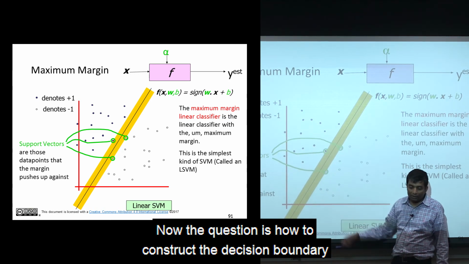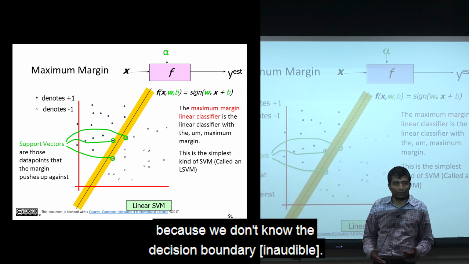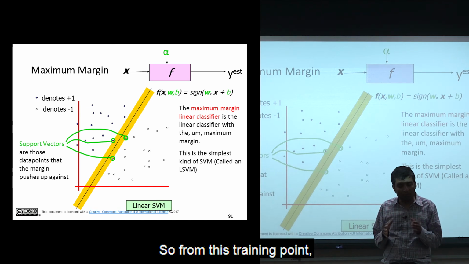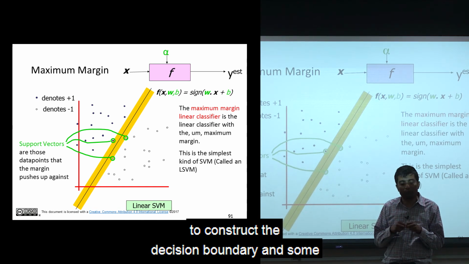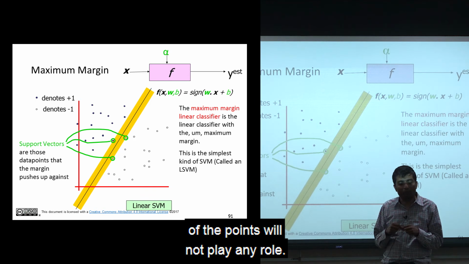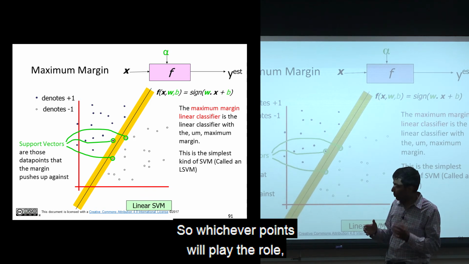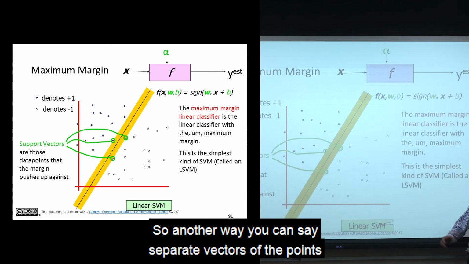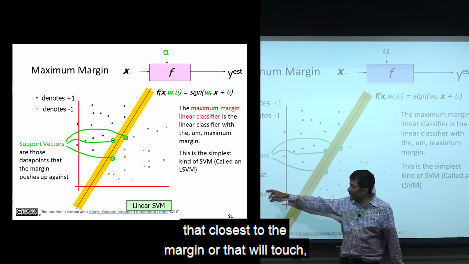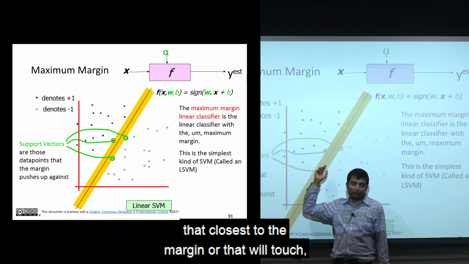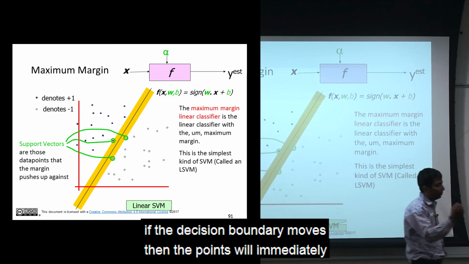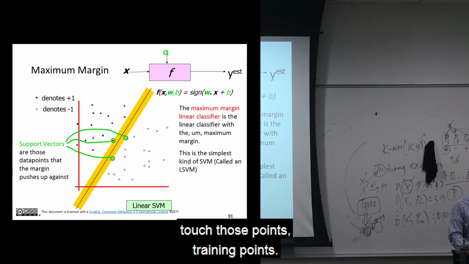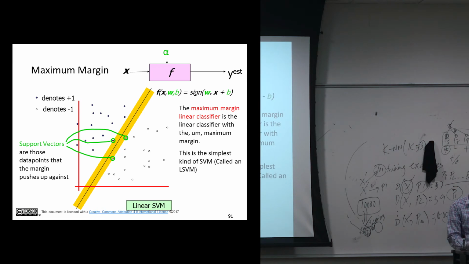Now the question is, how do you construct the decision boundary? Because we don't know that decision boundary in advance. What do we know? Only the training points. From these training points, some will play a role to construct the decision boundary, and some will not play any role. Whichever points play the role will be known as support vectors. In other words, support vectors are the points closest to the margin, that the decision boundary will immediately touch if it moves.